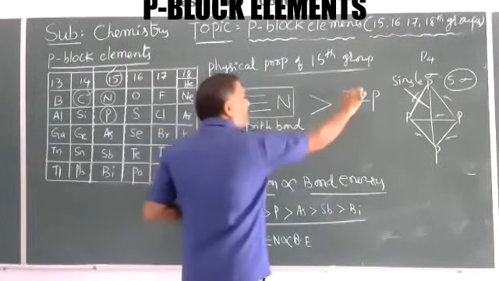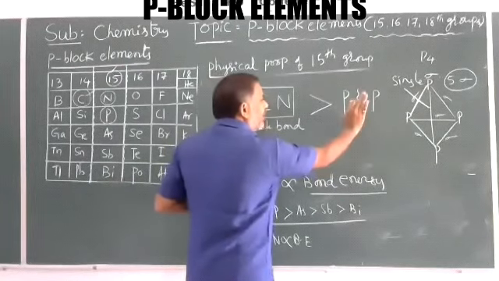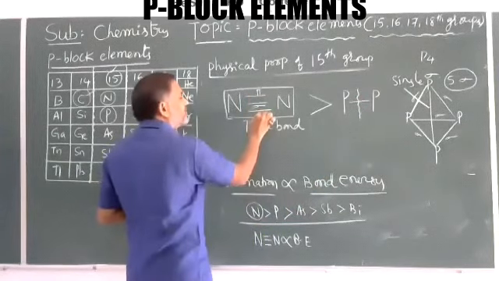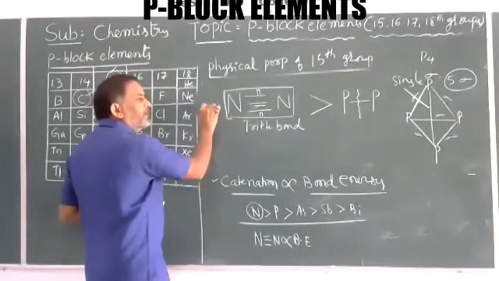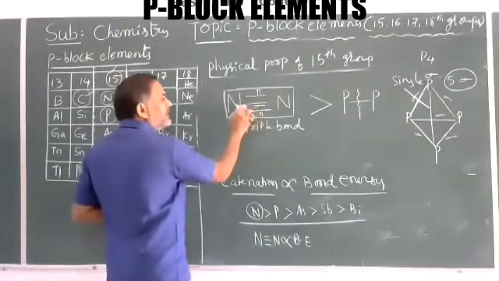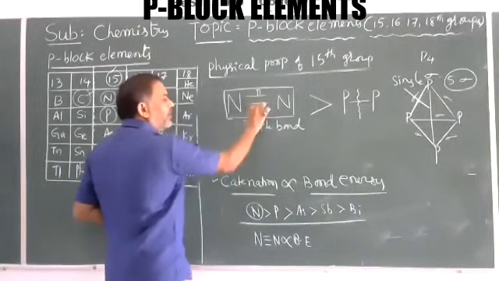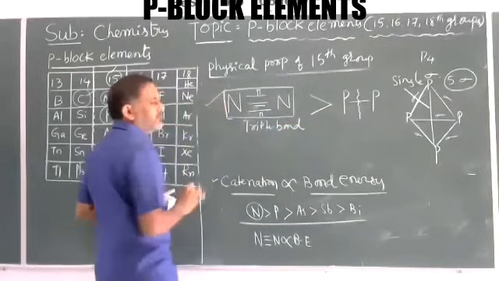So to break a bond between phosphorus and phosphorus, less energy is required because only one bond is present, whereas here sigma, pi, 3 bonds are present. So due to the presence of the nitrogen triple bond, the dissociation energy to break a triple bond is more compared to phosphorus and phosphorus.